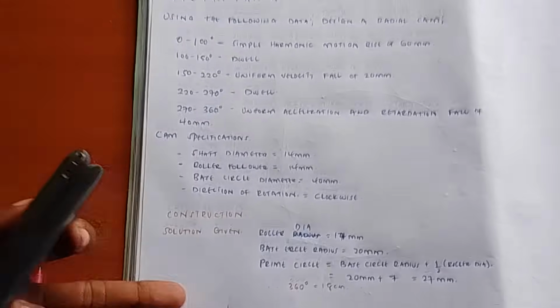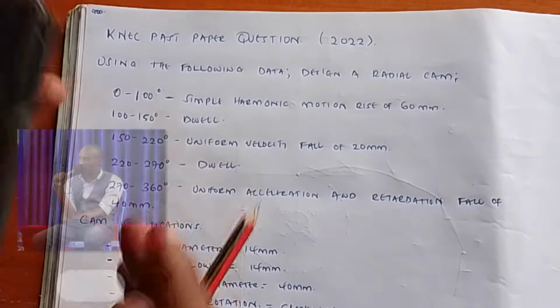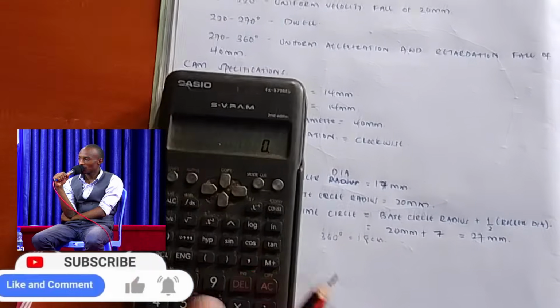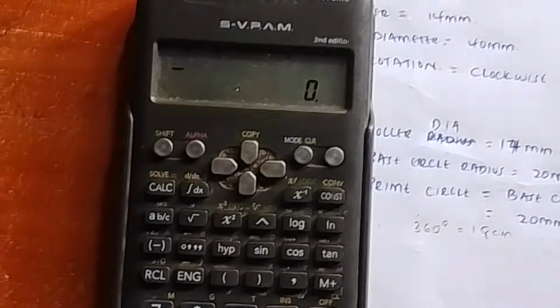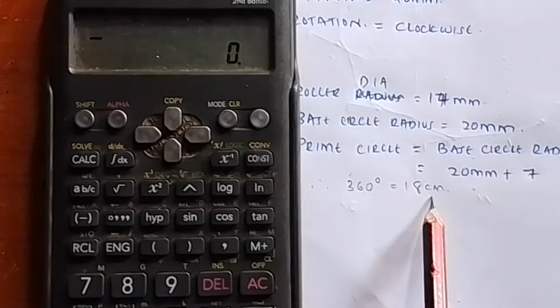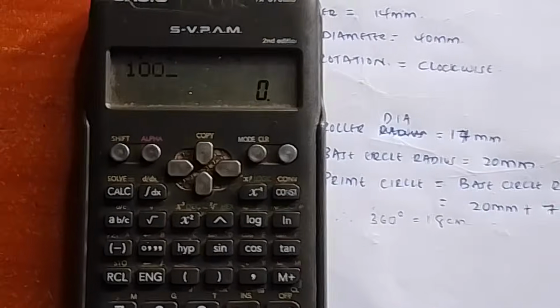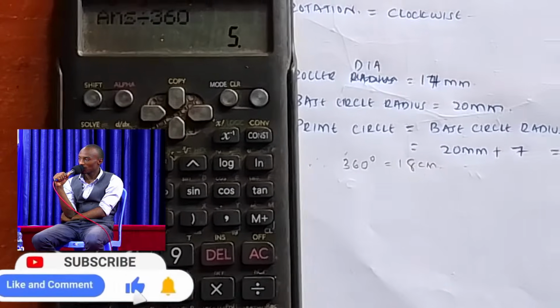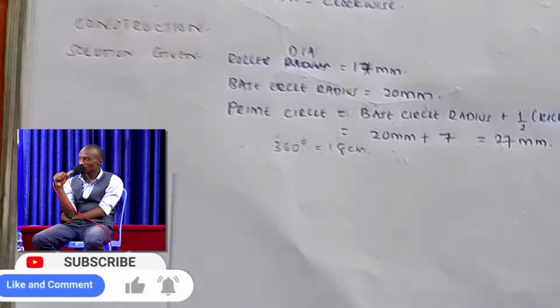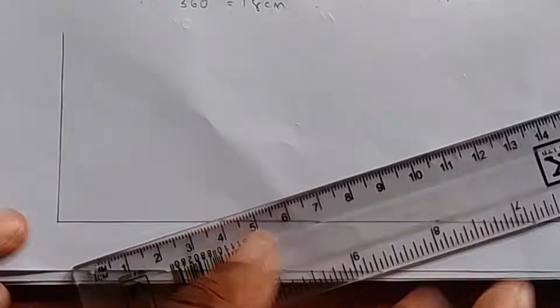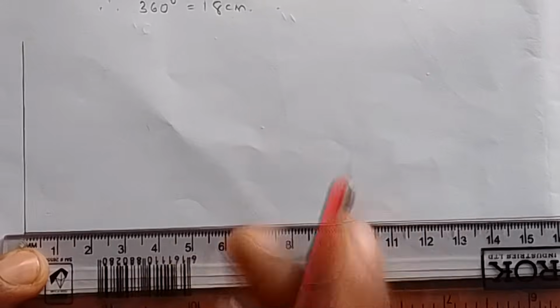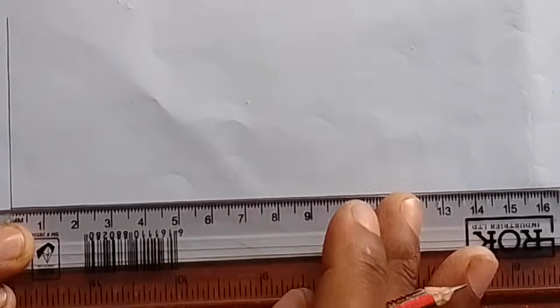You've been told that it is simple harmonic first, from 0 to 100. So we want to convert 100 degrees. 100 minus 0 is 100. Converting 100 into centimeters, where 360 degrees is equal to 18 centimeters: 100 times 18 is 1800, divided by 360, which is 5 centimeters. So the simple harmonic motion will go for 5 centimeters. From the bottom here, measure 5 centimeters. Then you make a mark like this.